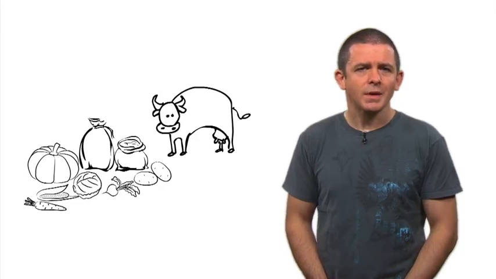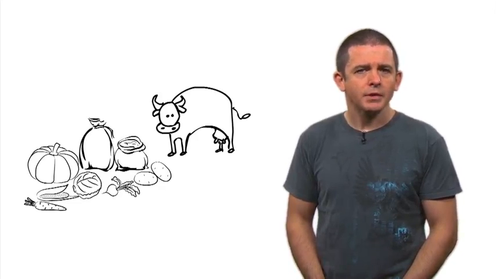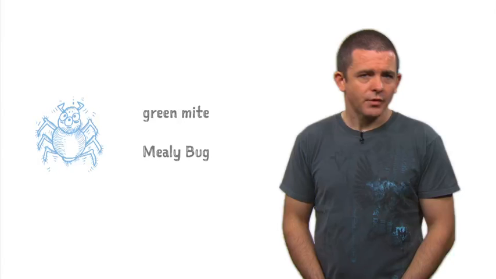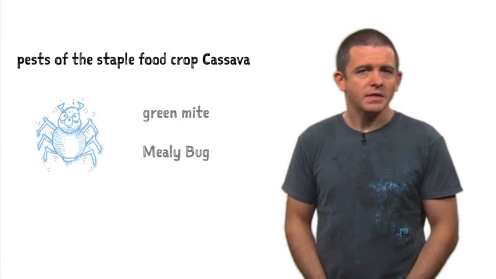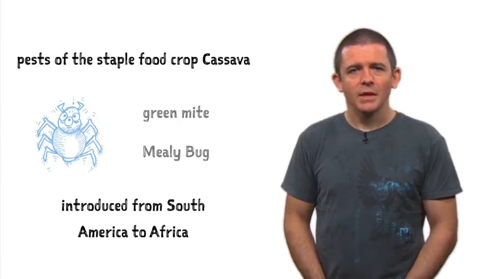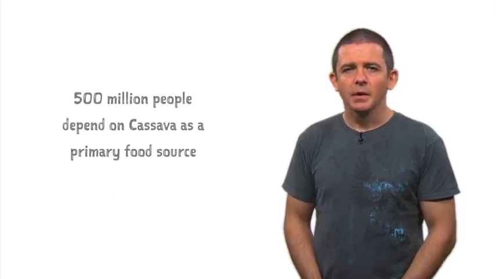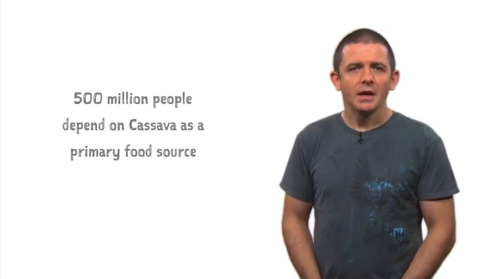And it's not just human diseases. Devastating diseases of our livestock and food crops are also catapulted around the planet by air travel and the resultant porous borders that it brings. In 1973, two pests, a green mite and a mealybug, of the important staple food crop cassava were introduced from South America to West Africa and spread to 27 countries before being controlled. A devastating scenario when you realize that 500 million people depend on it as their daily source of calories.